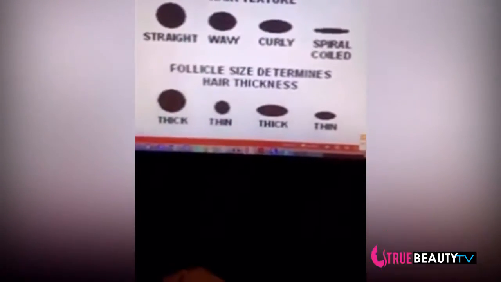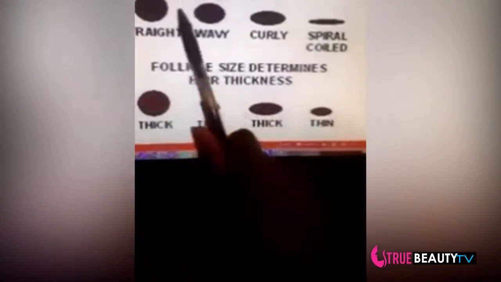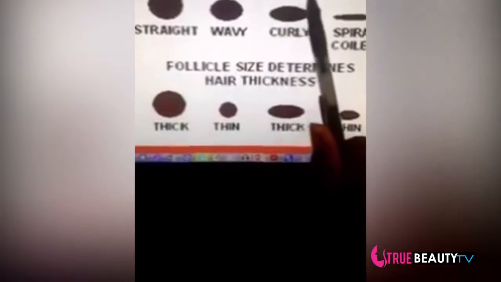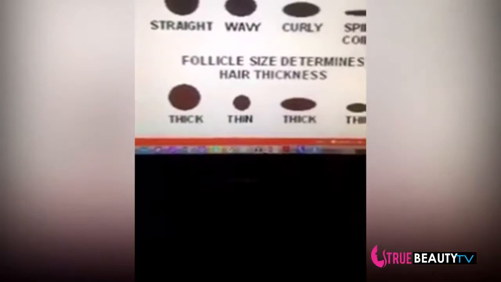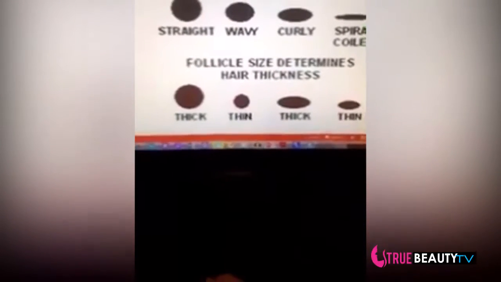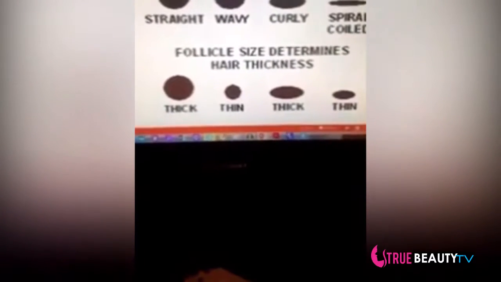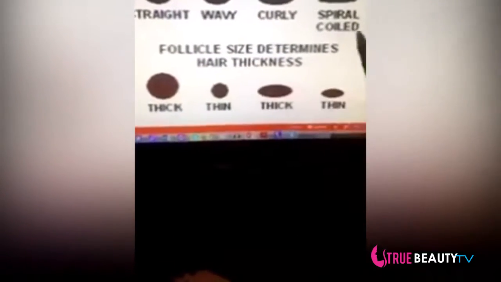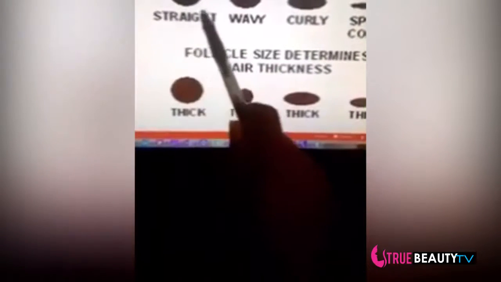All right. If you can see this, I'm going to try to keep it this way. So the top portion, as you can see here, this is how the follicle shape determines hair texture. Anytime you're dealing with shape, it's going to determine hair texture. If you were to pull a strand of hair out of your hair and go up under a magnifying glass, you're going to see the difference in the hair. So straight hair has more of a round shape.